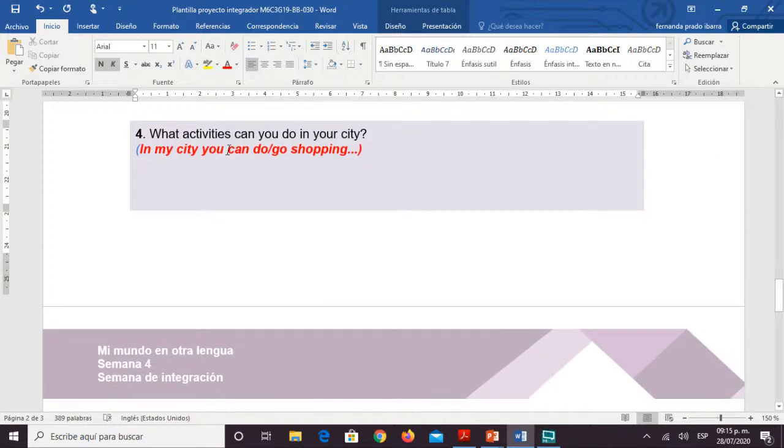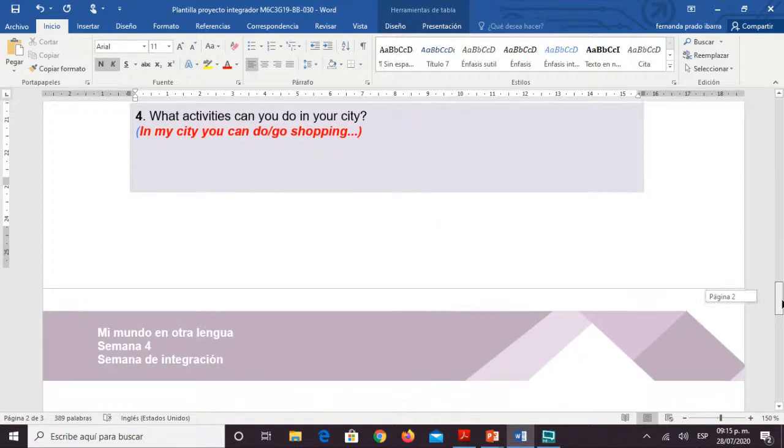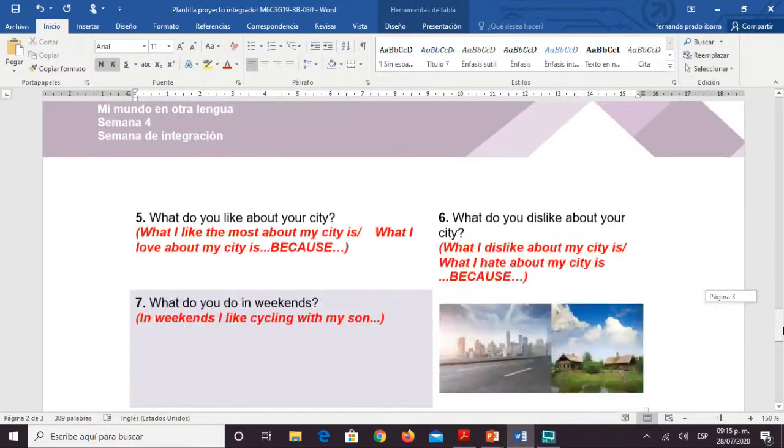What activities can you do in your city? In my city, you can do outdoor activities, or you can go shopping. You can go on a touristic bus, for example, or you can go to visit museums, etc. Okay, what do you like?